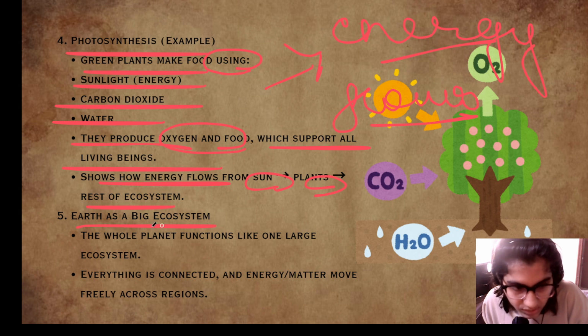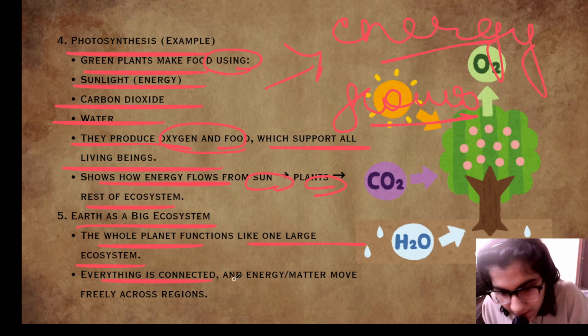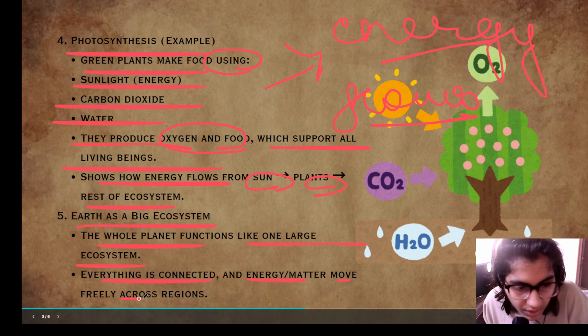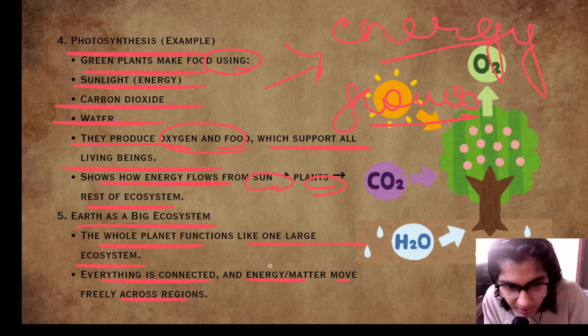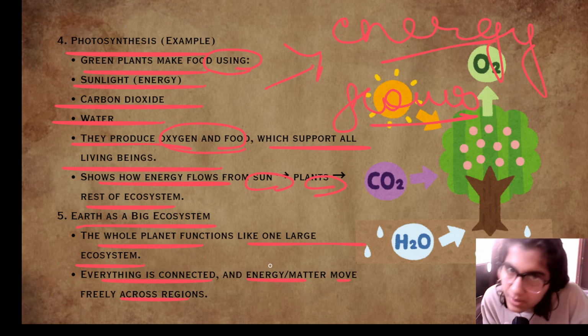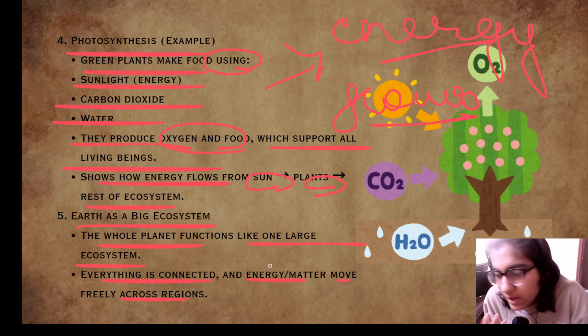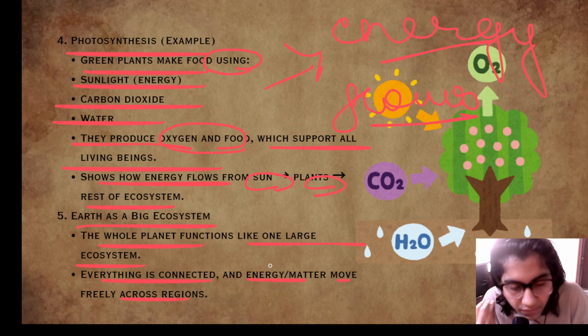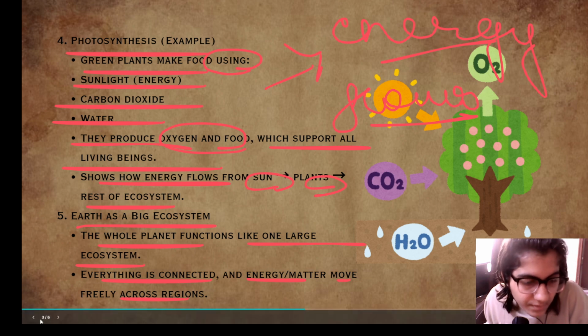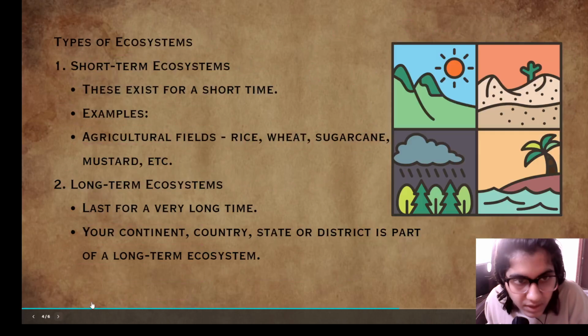Earth as a big ecosystem: the whole planet functions like one large ecosystem. Everything is connected; energy and matter move freely across regions. Like our planet Earth, all living and non-living things are interacting with each other, and energy and matter are continuously flowing. So these are all the characteristics of an ecosystem. That's why we call Earth a big ecosystem.